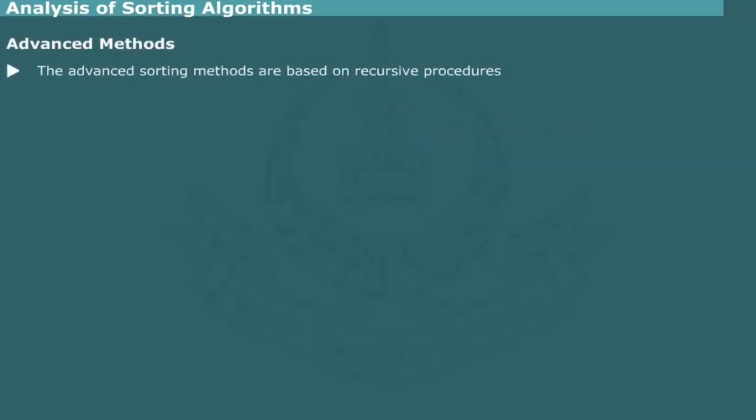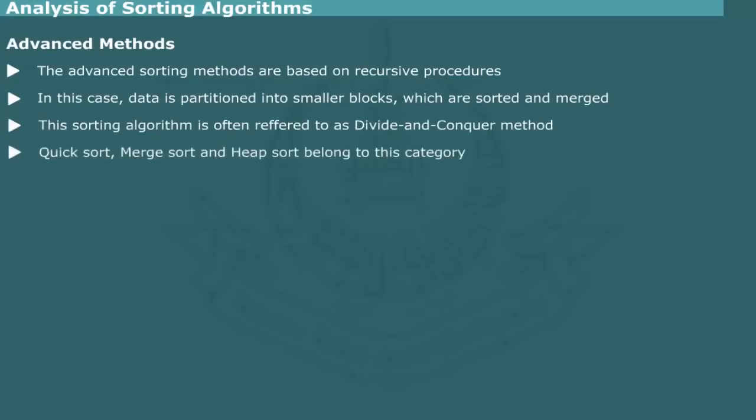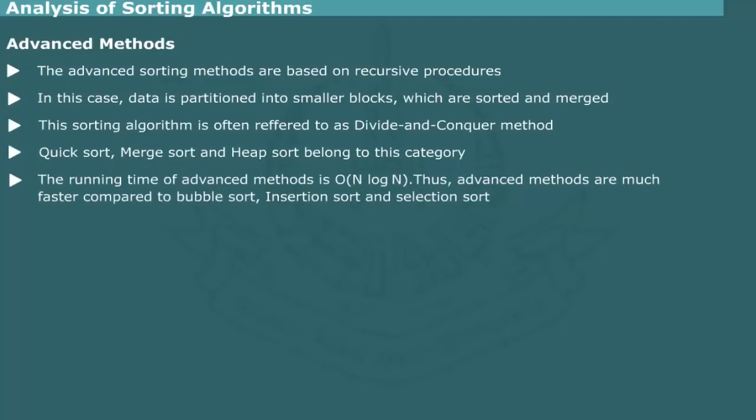The advanced sort methods are based on recursive procedures. In this case, the data to be sorted is partitioned into smaller blocks which are recursively sorted. This approach is often referred to as divide and conquer. The advanced sorting methods have O(n log n) runtime. Since n log n grows at much lower rate than n², the advanced algorithms are much faster compared to elementary methods. The quick sort, merge sort, and heap sort belong to the category of advanced sorting algorithms.